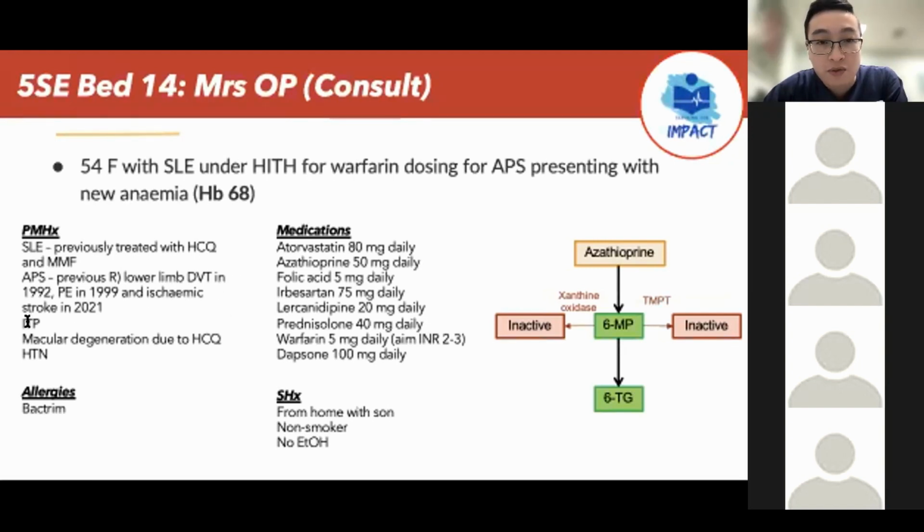But prednisolone was given for the ITP. But one side effect of prednisolone is that it increases your blood pressure. And so it worsened the hypertension. So this patient was initially on single agent lercanidipine, but then we needed to keep on adding antihypertensives because we were placing this patient on high dose prednisolone. Azathioprine, as I said, was recently initiated for this patient for treatment of SLE.